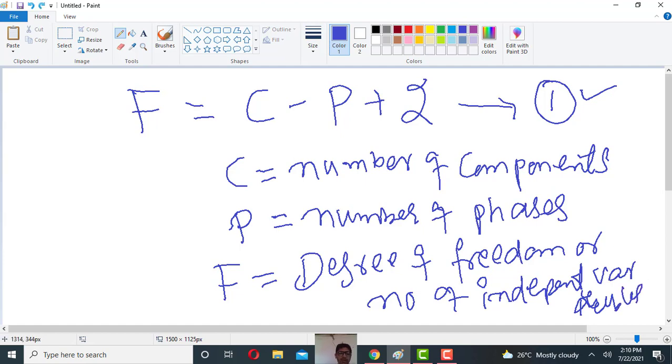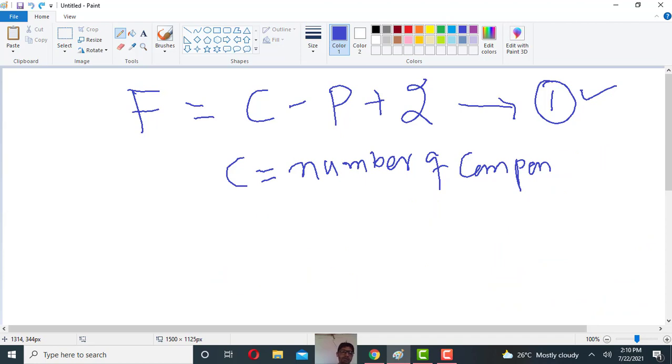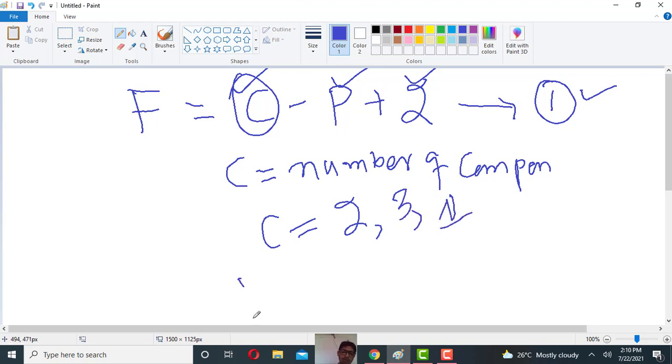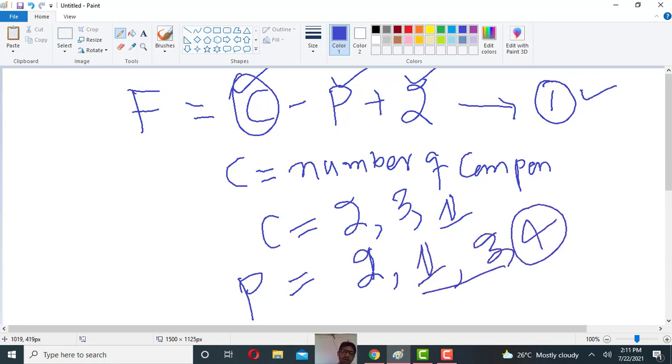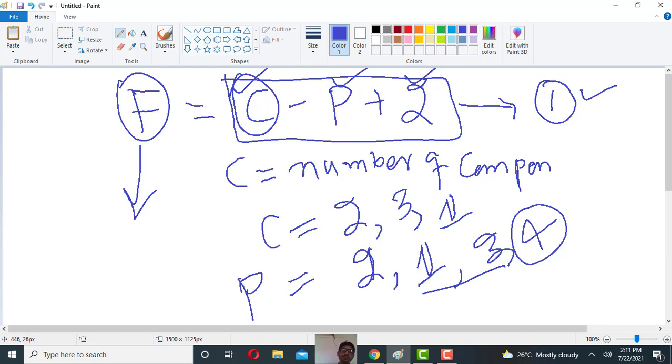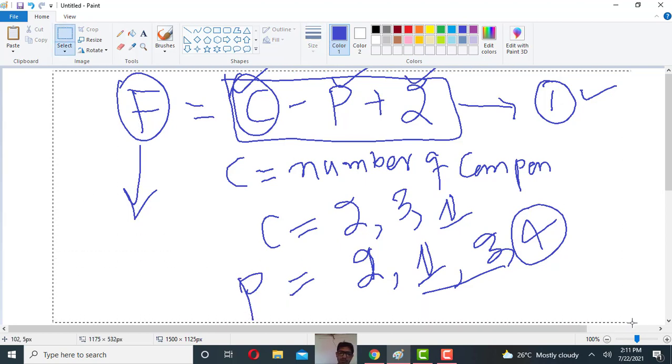So in this equation, C minus P plus 2, C is the number of components. The number of components can be 1, 2, or 3. Similarly, P is the number of phases. Phases can be 1, 2, 3, or 4 phases. And F is the number of independent variables, which is obtained from the left hand side. So let's explain it with some examples.